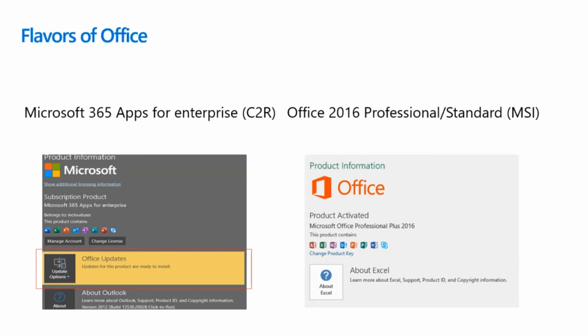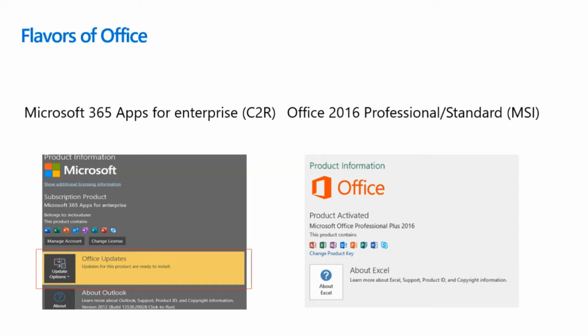Coming to MSI, it is a traditional installation technology that most of us would have come across before, which typically comes when you purchase Microsoft Office through volume licensing. Example, Office Professional or Standard versions that we have seen so far. Now, it can be pushed via SCCM as well, and it applies to perpetual versions of Office.